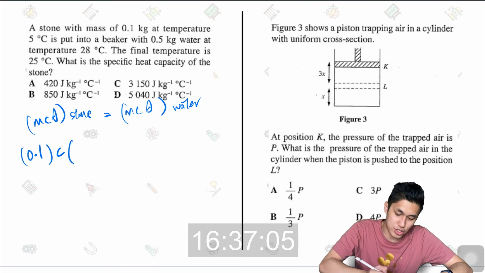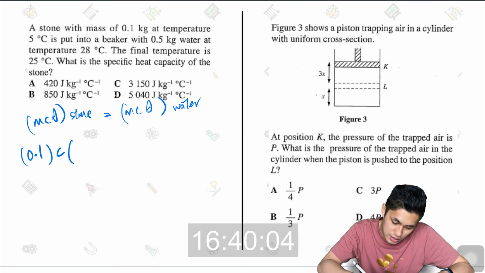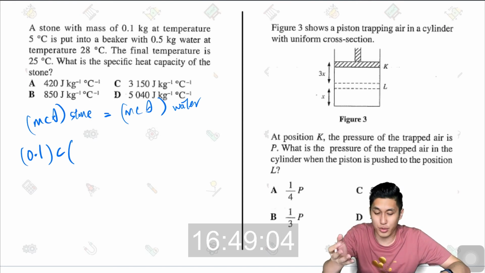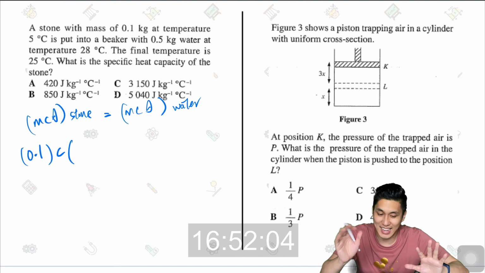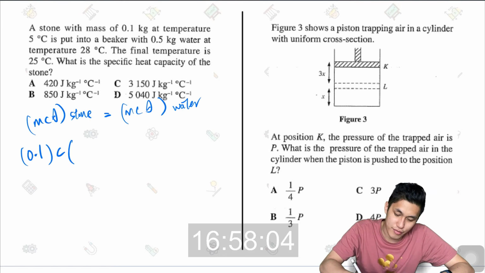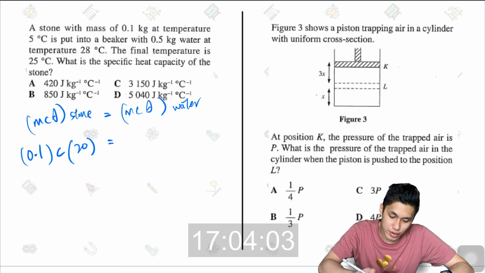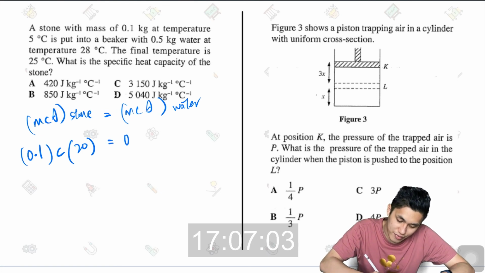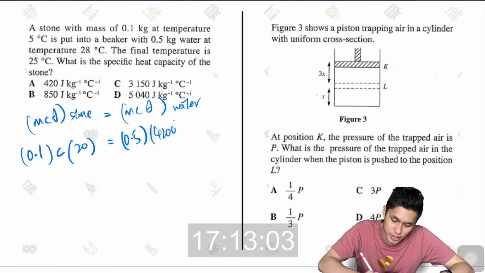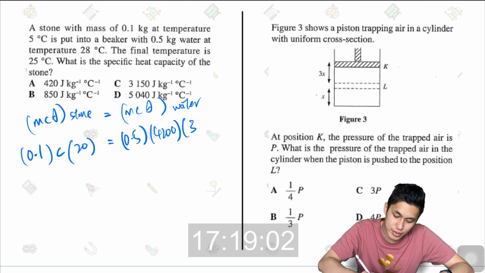The temperature change. So the stone is 5 degrees Celsius. Oh, sorry, my bad. It's not that the heat comes out from the stone. The heat actually goes from the water to the stone. But the idea is the same. The heat that comes out must go in. And so the temperature change of the stone from 5 degrees Celsius to a final temperature of 25, that is a 20 degree change. For the water, it is 0.5 kg, right? Specific heat capacity of water, if you don't know, is 4,200. And the temperature change for water from 28 to 25 is a 3 degree change.